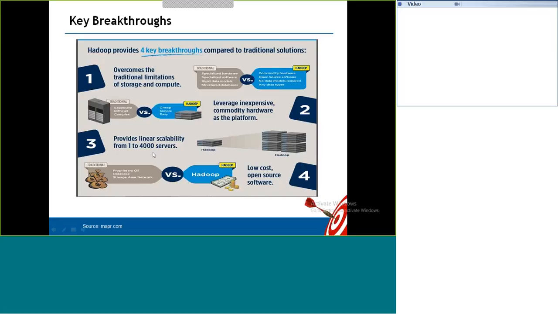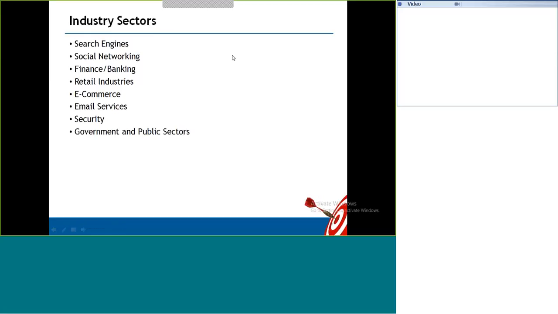And then low cost open source software. Even though commercial distributions provide enterprise editions, when compared to other licenses, it is pretty cheap. These are the advantages of Hadoop, and based on these advantages, let us see how the companies are getting these advantages by using Hadoop.